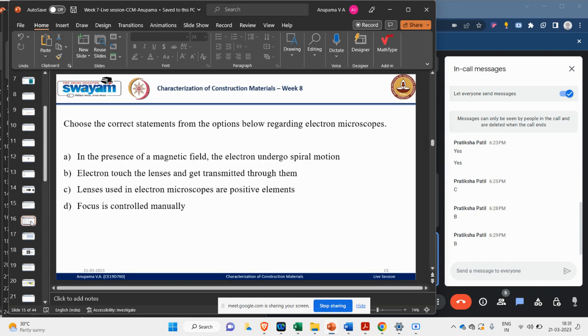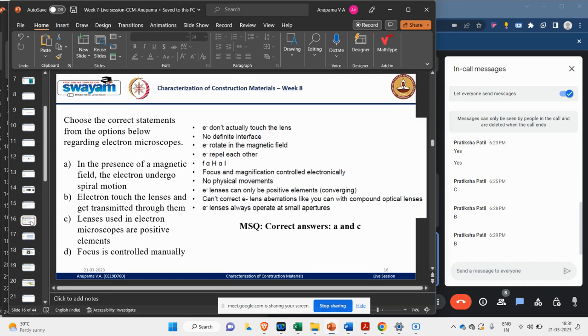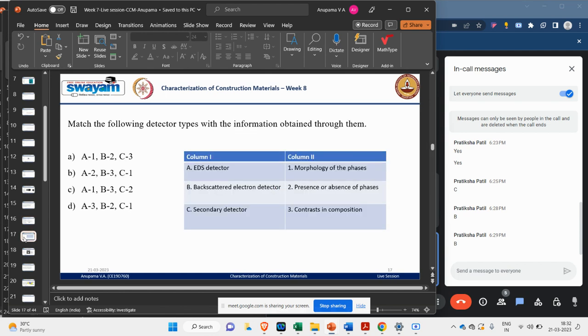Let's move to the answer. The correct answers are option A and option C. Electrons do not touch the lens, and the lenses used are, yes, positive elements. Electron lenses can only be positive elements because they need to converge. The first one is that the electrons undergo a spiral motion. Yes, the scanning coil helps in that case. Focus is not controlled manually, it's controlled electronically. So the correct answers are option A and option C. Let's move to the next question.